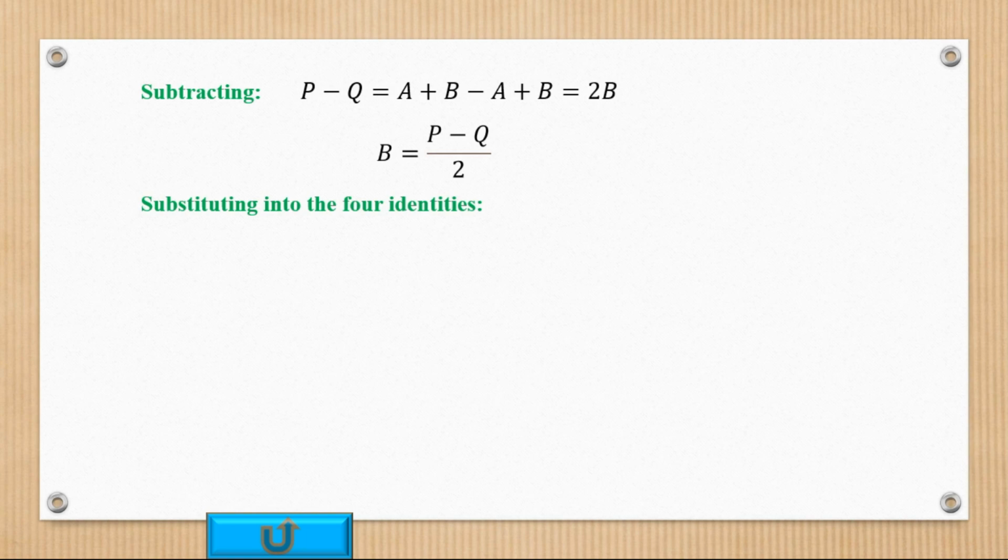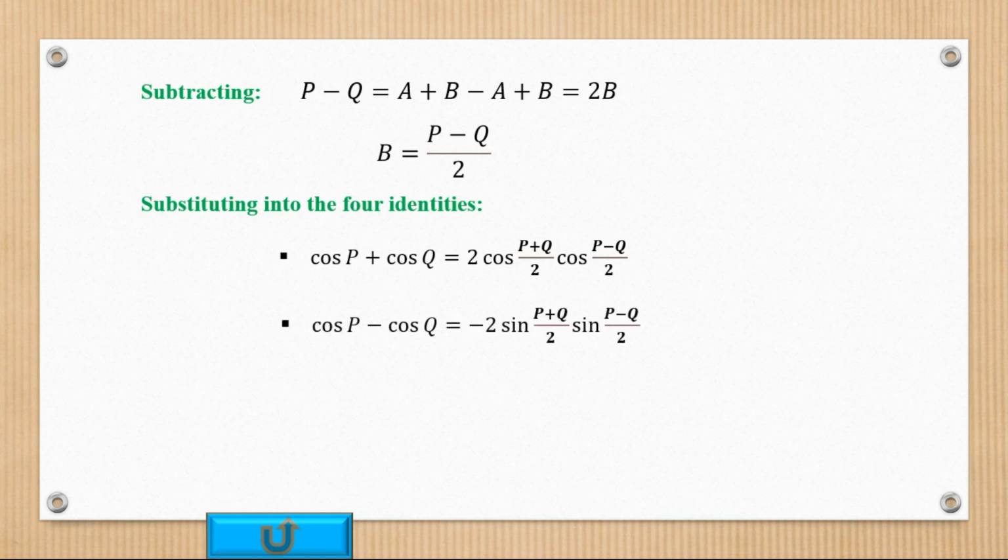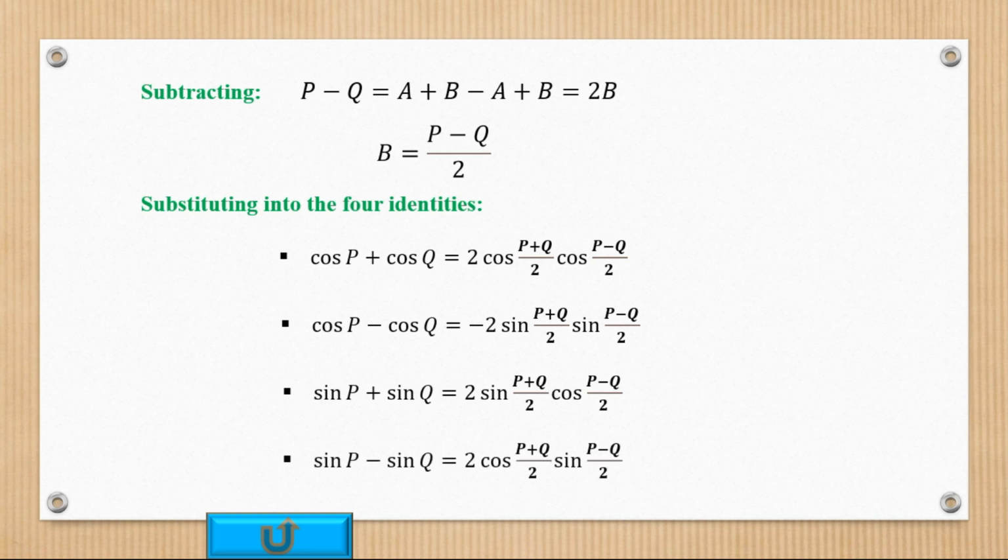So when you substitute the value of A and the value of B into the four identities, we have this. So cos P plus cos Q is going to be 2 cos P plus Q over 2 cos P minus Q over 2. Then we're going to have cos P minus cos Q being equal to that. Then we're going to have sin P plus sin Q being equal to that. And finally, the fourth identity is going to be sin P minus sin Q is equal to 2 cos P plus Q over 2 sin P minus Q over 2.